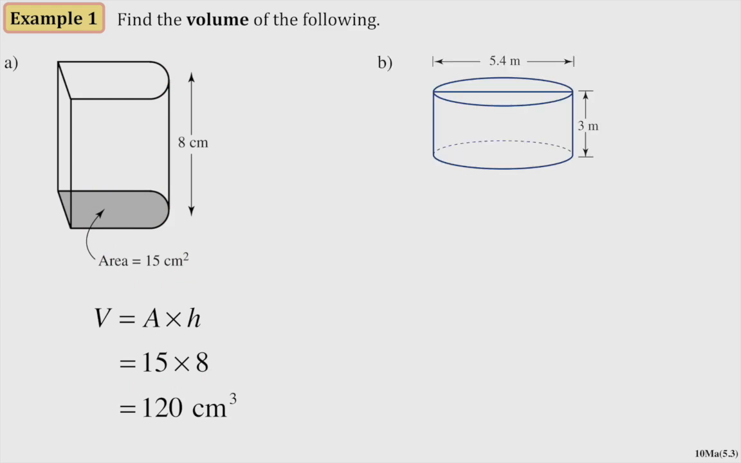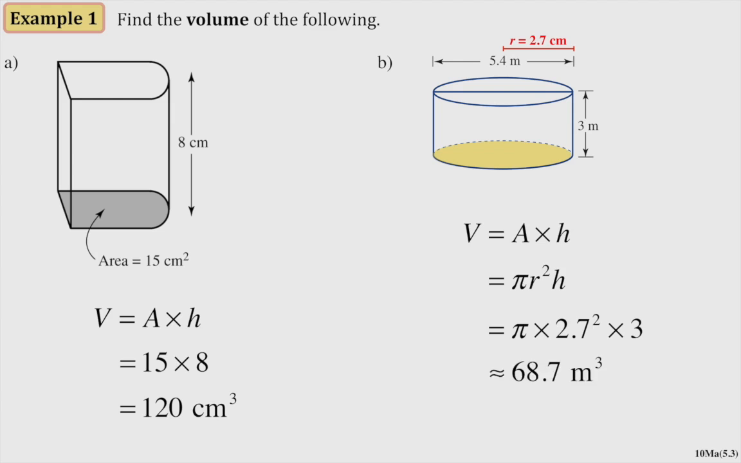Part B, we're finding the volume of a cylinder. Well, the formula for the volume of a cylinder is pi r squared h. You could also say the volume is the area of the circle on the bottom times the height. And what's the area of a circle? Pi r squared. Remember, with this question, it gives us the diameter. We have to halve it to get the radius. So we get pi times the radius, which is 2.7 squared, times the height, which is 3. Put that into the calculator and you get 68.7 cubic meters.